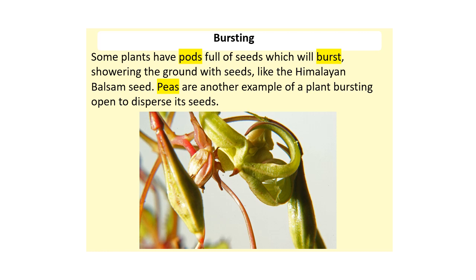Seeds also burst. Some plants have pods full of seeds which will burst, showering the ground with seeds, like the Himalayan balsam seed. Peas are another example of a plant bursting open to disperse its seeds. So you can see, if you search bursting or plants bursting on YouTube, or if you search Himalayan balsam seed, you might get to see what bursting looks like.